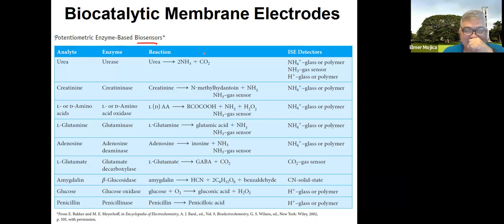And one of the things that they use is what? Enzyme. So this is what they have: creatinase, the amino acid, glutamine, glutaminase, adenosine deaminase, glutamate carboxylase, glucosidase. So all of these are, we could say, enzymes for analytes of health interest. And this is how they develop the detectors. So most of them use the gas sensor.